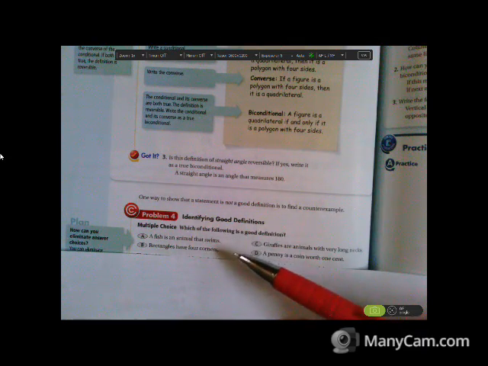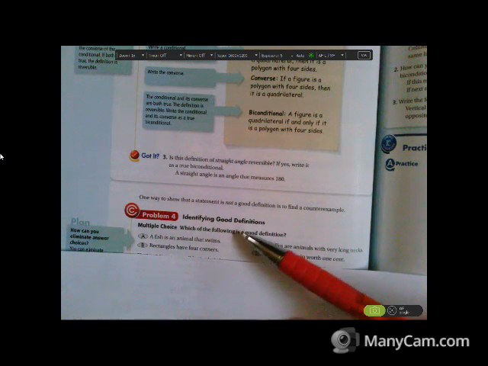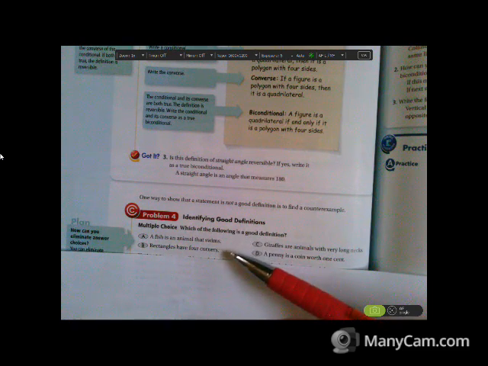For A, a fish is an animal that swims. There are probably a few hundred other animals that swim, so that's not a good definition. Rectangles have 4 corners. Well, I could tell you a lot of other shapes that also have 4 corners. C. Giraffes are animals with very long necks. What if my dog has a long neck? D. A penny is worth 1 cent. Is anything else worth 1 cent? No. This is always true.